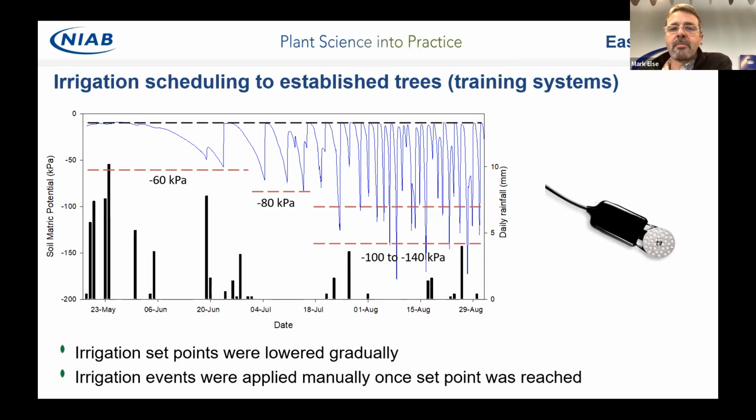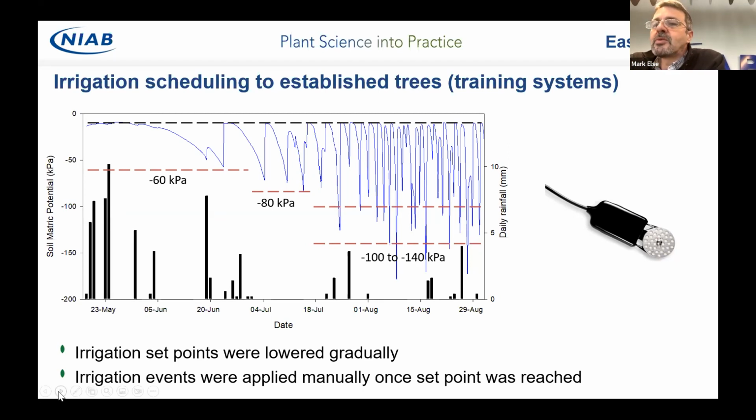You can see there the bars in the graph represent the rainfall events measured at the orchard. You can see obviously reflected in that very dry June and July, a very good summer we had, very little rainfall. And so you can see there initially we started to schedule irrigation when the average matrix potential in the soil in the rooting zone was around -60 kilopascals. And we were applying these events manually at this time by turning on the solenoid valves.